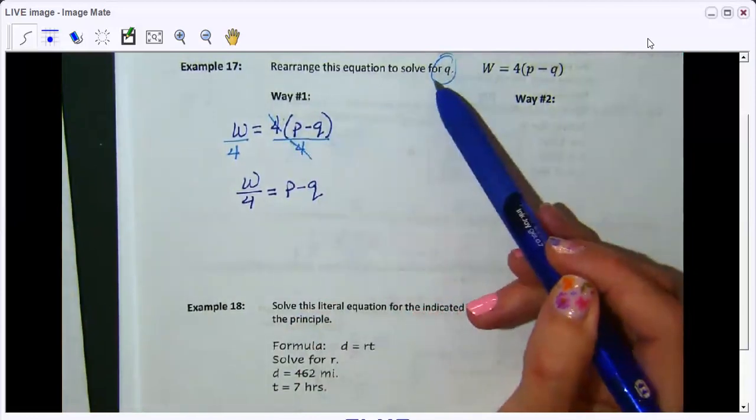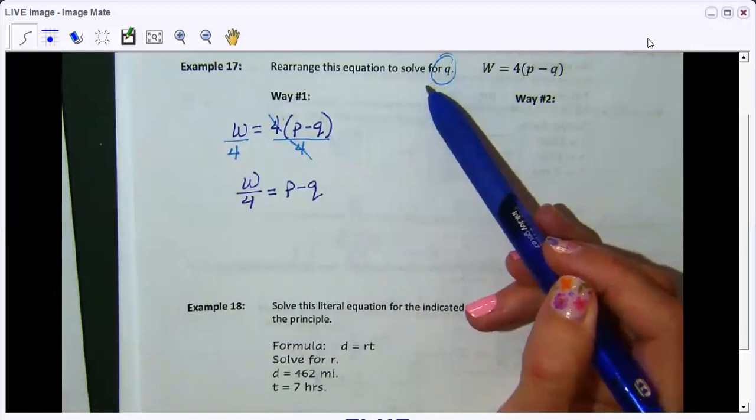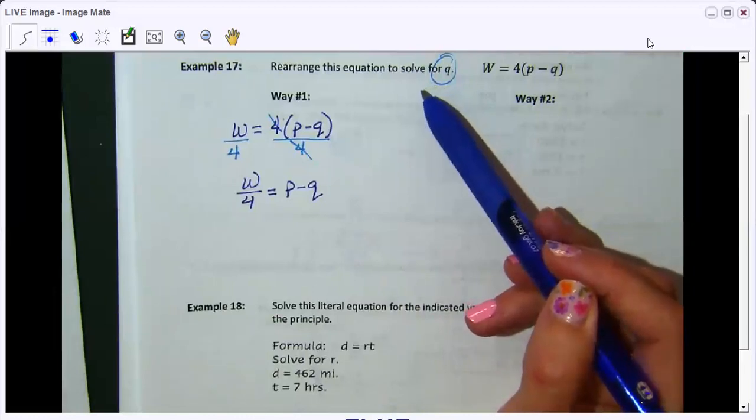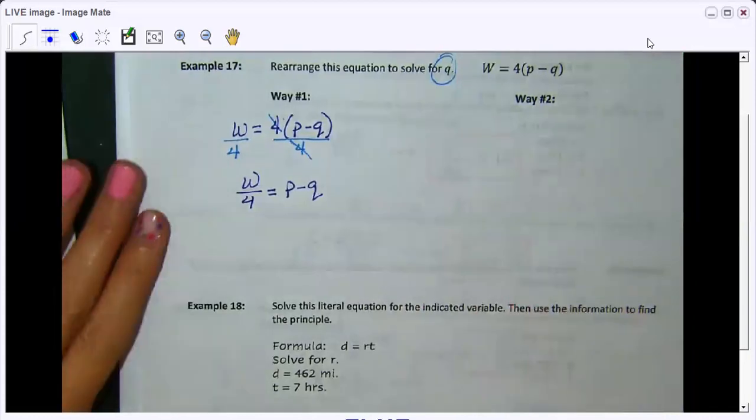Now to solve for Q, what would you do? Yeah, subtract the P on both sides.